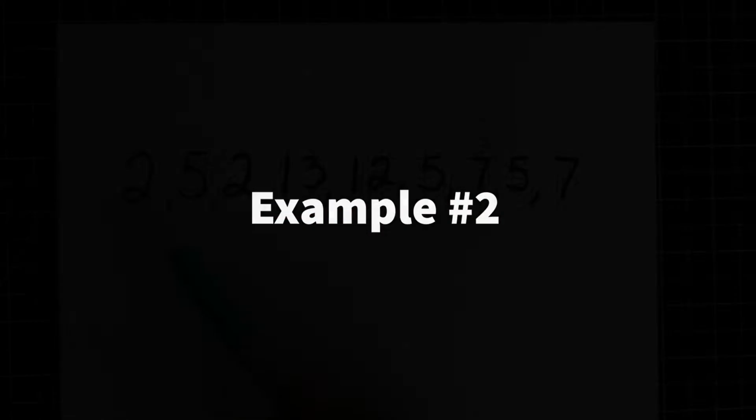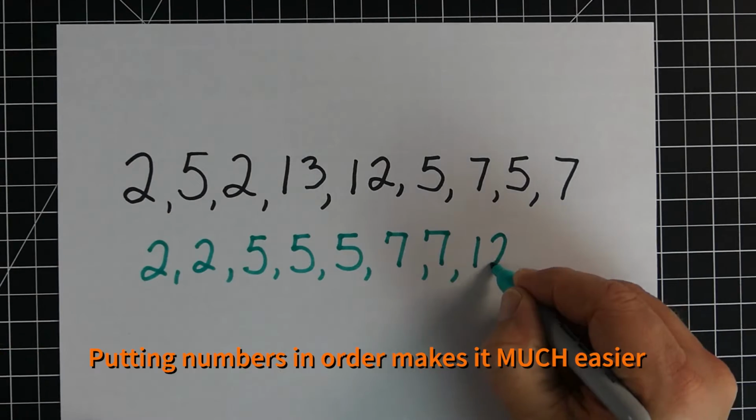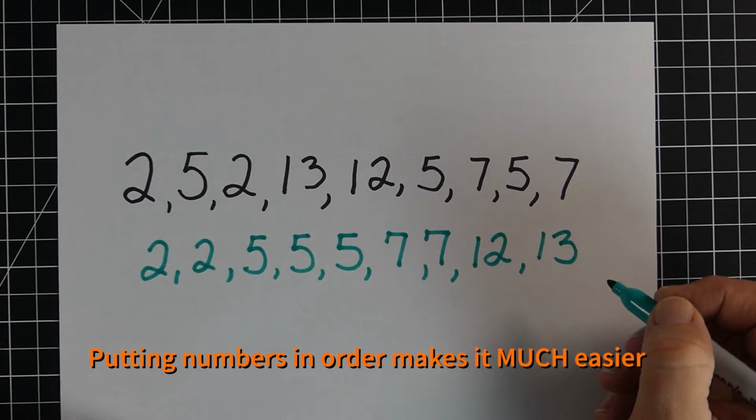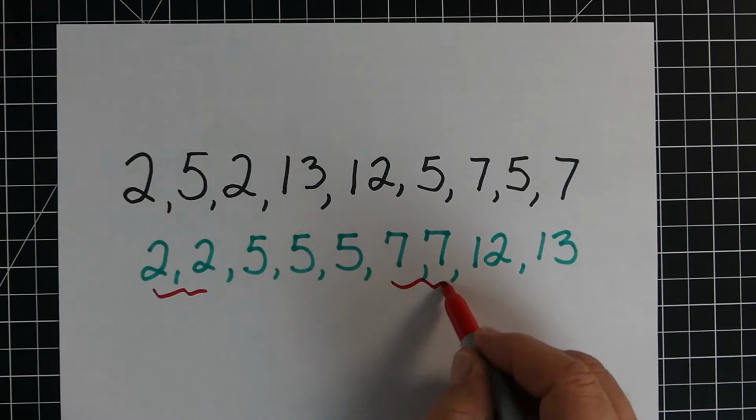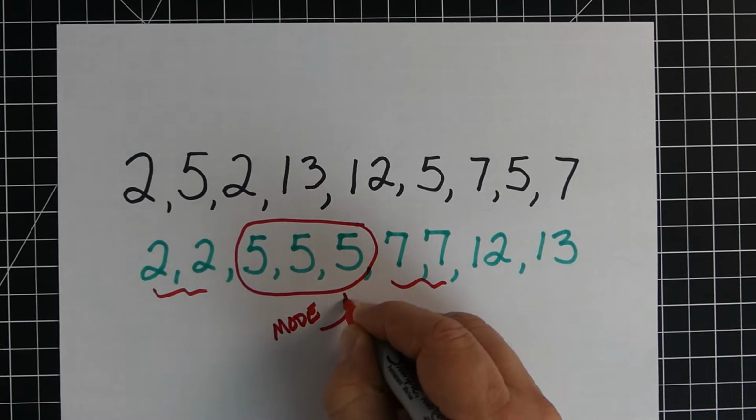In our next example, we have to kind of get the numbers in order from least to greatest because it's going to be important because we have some numbers occurring more than once, like the 2 and the 7 and the 5. But you can see that 5 occurs more than the other 2, so that's our mode.